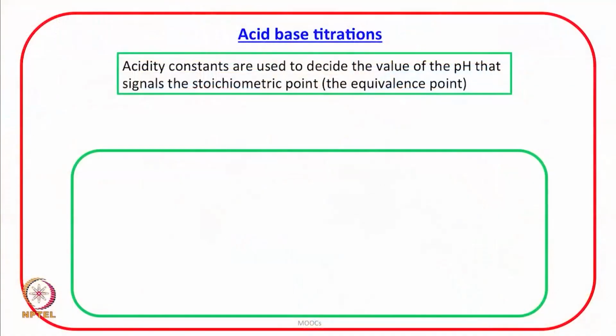Acidity constants, we have discussed in our earlier lectures what an acidity constant is and how to write an expression for the acidity constant. Acidity constants are very useful in deciding the value of the pH that signals the stoichiometric point. In an acid base titration, the stoichiometric point is also called the equivalence point.